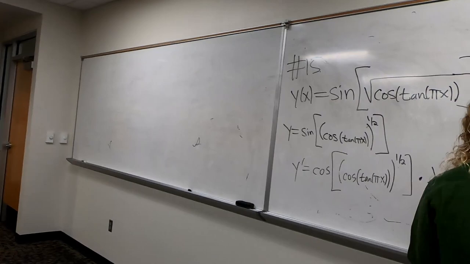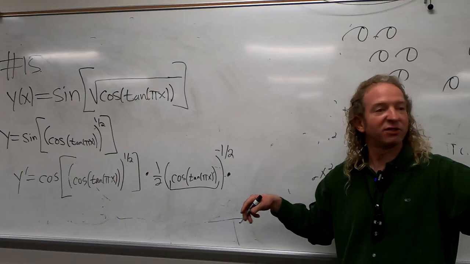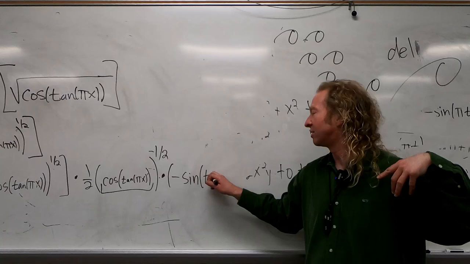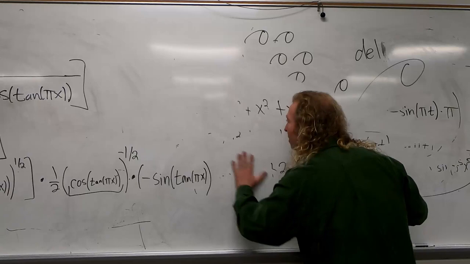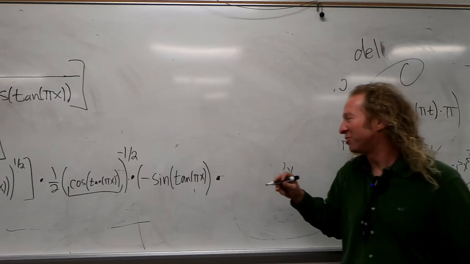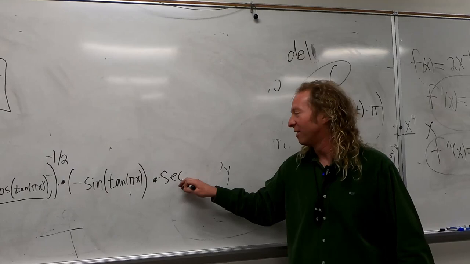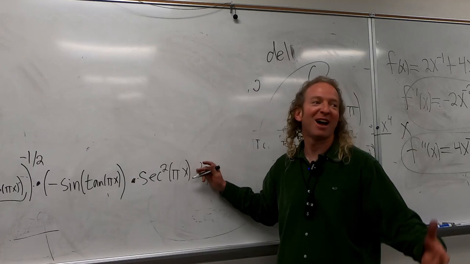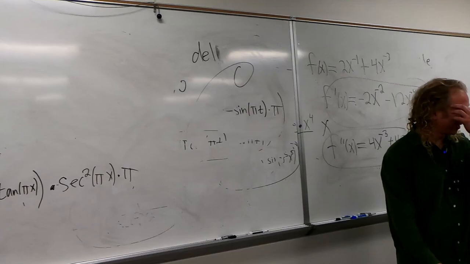Now we're taking the derivative of this. What's the derivative of cosine? Negative sine, so it's parentheses, negative sine, tangent pi x, times, the derivative of tangent, secant squared, pi x, then times pi. Very good, Josh, times pi. I know, my hand's gonna fall off. No, I'm kidding.